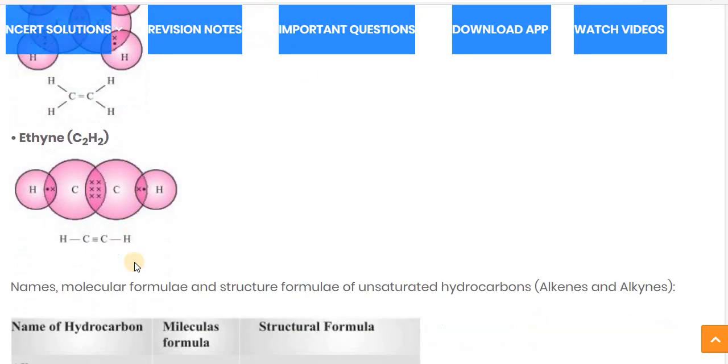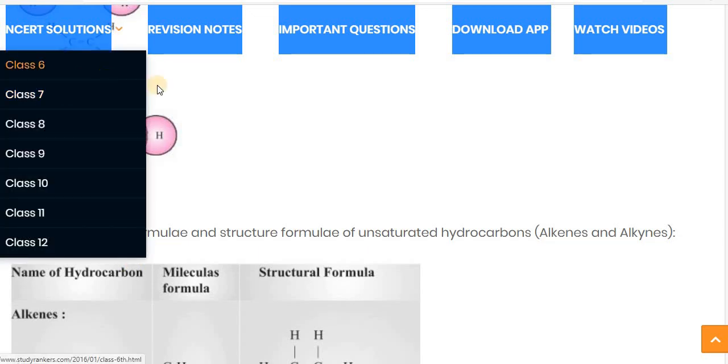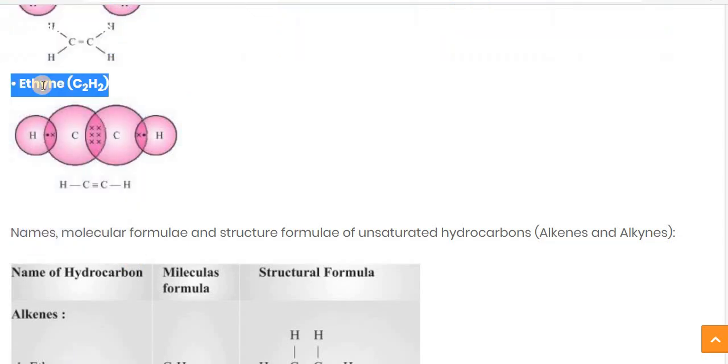Now let's see the next one. It's ethyne. Here the suffix yne is used. Why yne? Because here there is a triple bond between the two carbon atoms. That's why it is called ethyne, and the suffix is yne. And the general formula, as you can see according to the alkyne, is C2H2.